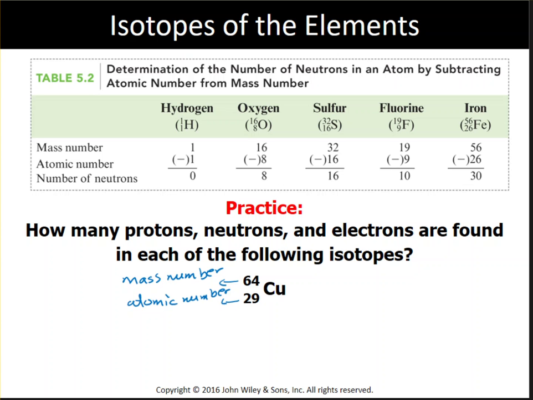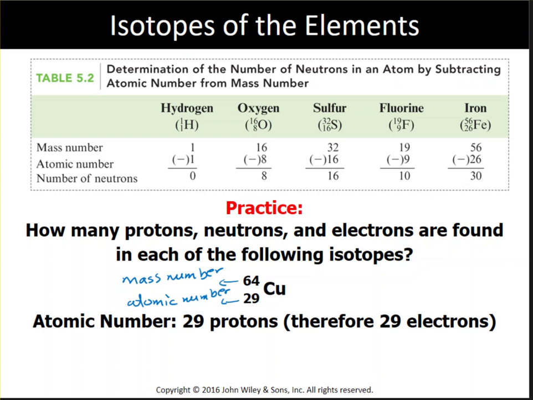So atomic number is 29. How many protons do you expect in the copper atom? Very good. So atomic number represents the number of protons. So atomic number 29 tells me that there are 29 protons in copper.